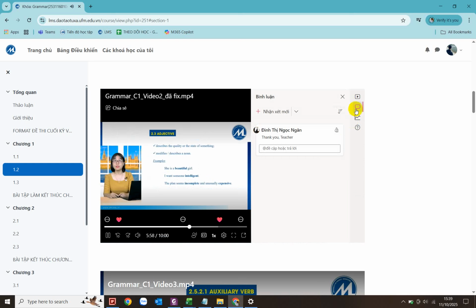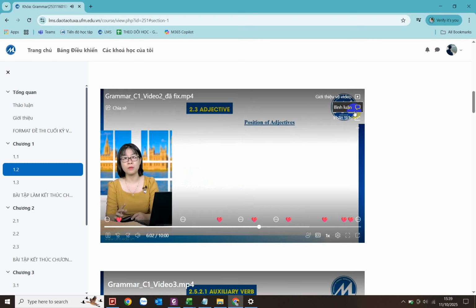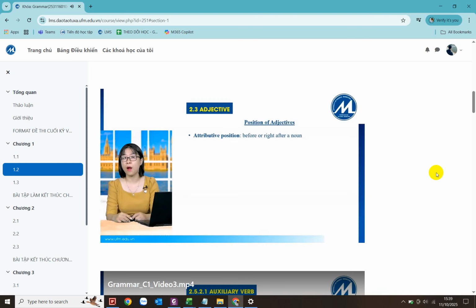So, where does an adjective stand in a sentence? In general, there are two main positions of an adjective: attributive and predicative. In the attributive position, an adjective goes before or right after a noun. For example, she is a beautiful girl, or I want someone intelligent.